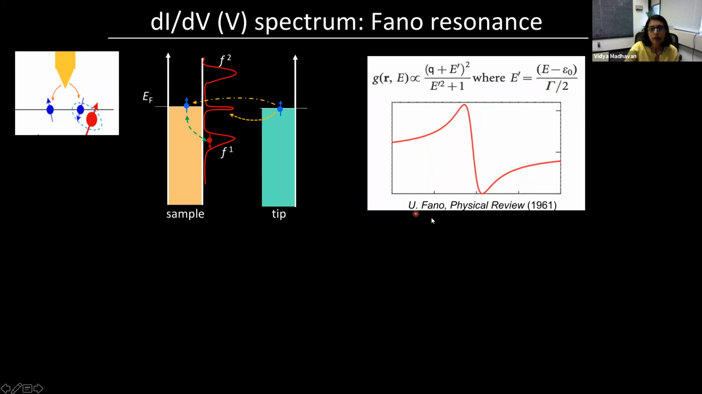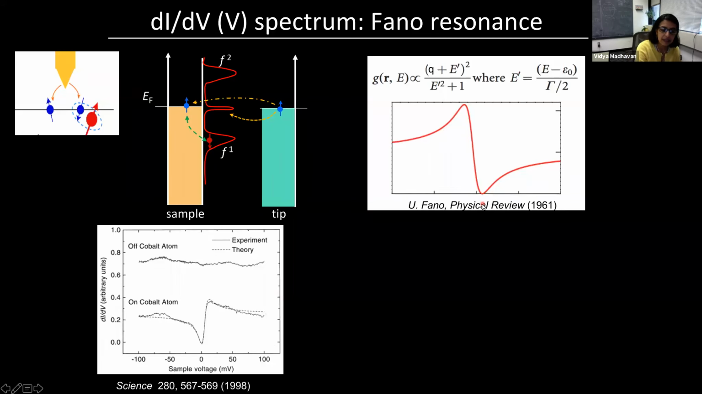Fano gave an explanation for these line shapes in optical spectroscopy, where it's the same process: you have an interference between two tunneling paths, one going into a localized resonance and one going into the conduction electron states. So whenever you have this interference process, you get this Fano line shape. And that's exactly what we see in these materials.